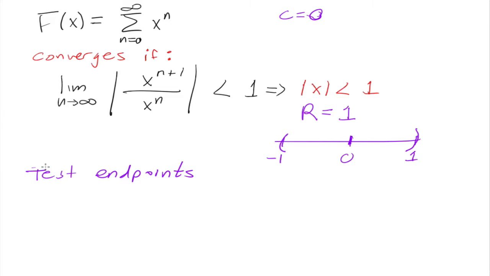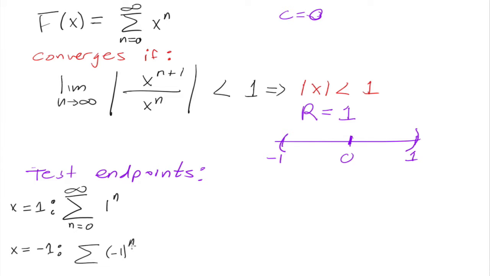This one we don't have to test. Why do we not really have to test? So we would basically say, okay, what happens when x equals 1 and when x is equal to -1? You plug them in and figure out whether it converges. So here this is the sum of 1 to the n, n equals 0 to infinity, and this is -1 to the n, n equals 0 to infinity.